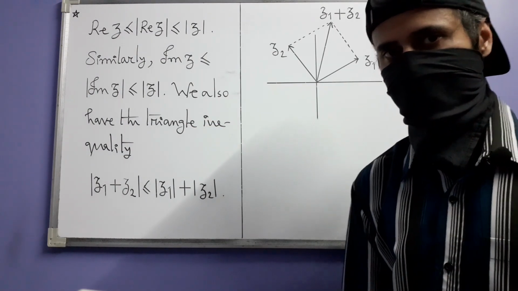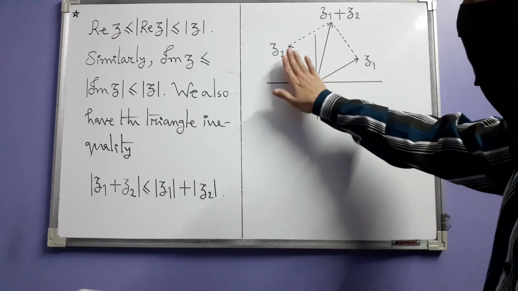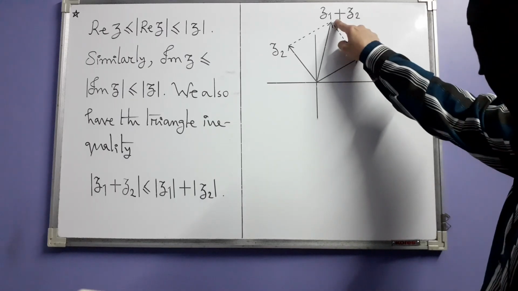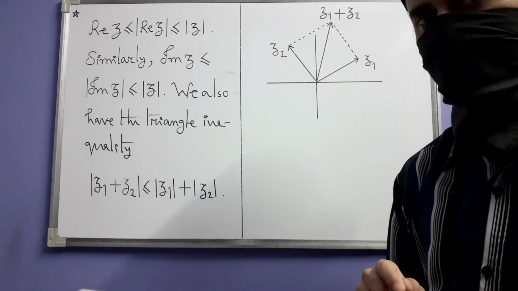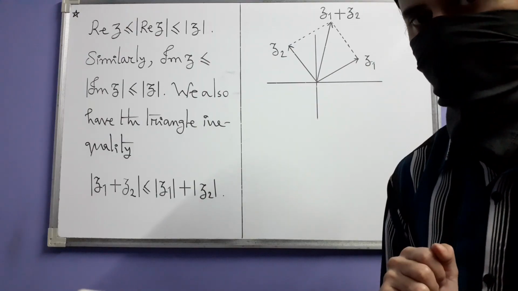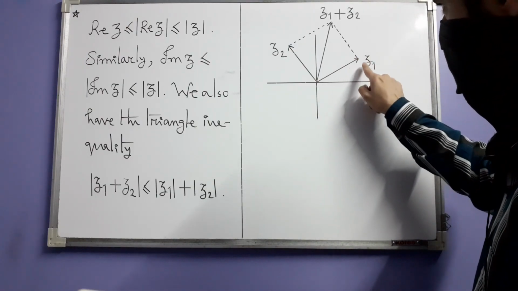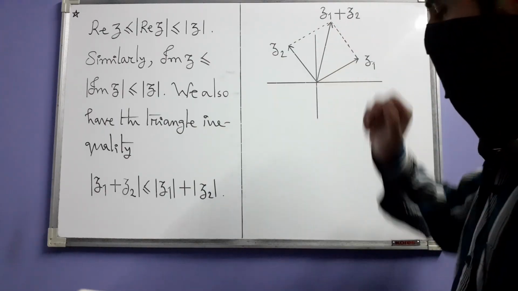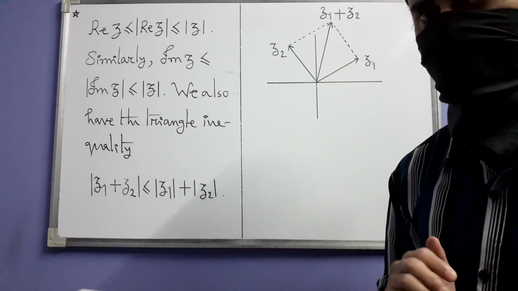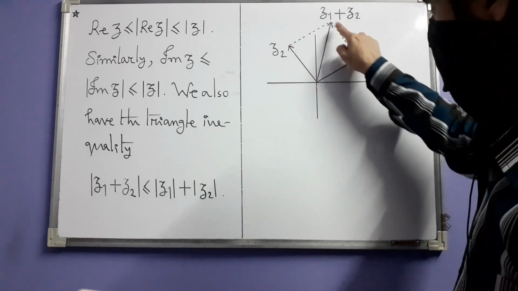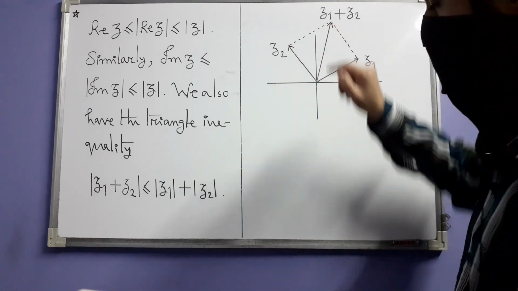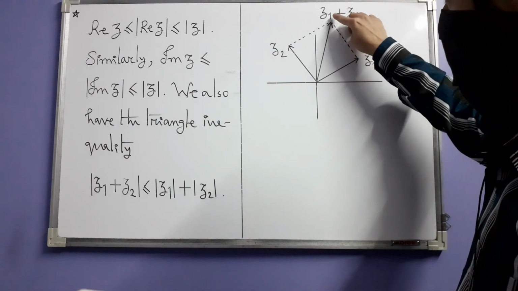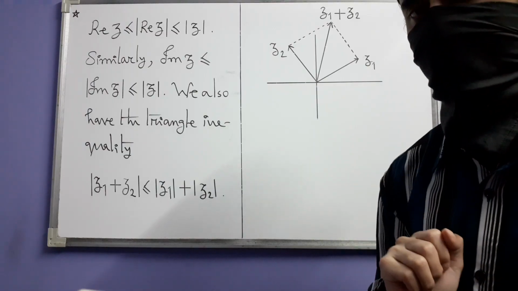Suppose your complex numbers z1 and z2 are located here and here in the complex plane, and you want to locate z1 plus z2. To do that, you use the vector representations of complex numbers. This vector represents z1, this one represents z2. So first you take their sum using the parallelogram law of vector addition. You complete this parallelogram and then this diagonal will be the sum of those two vectors, and hence the tip of the diagonal will be where z1 plus z2 is located.